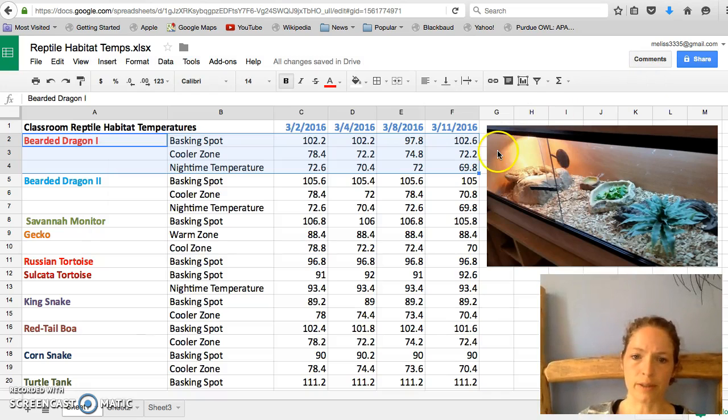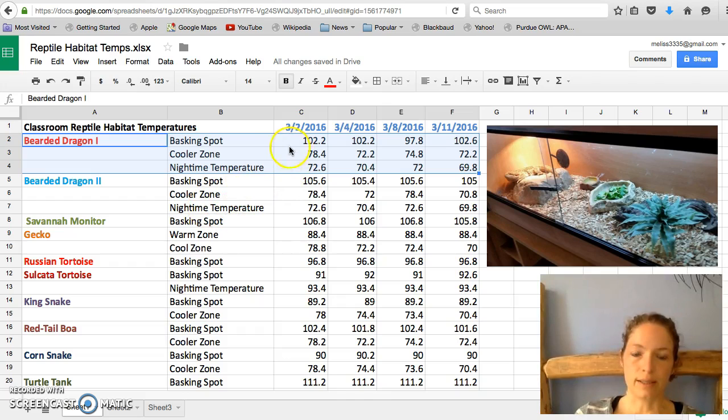So I'll go back here. As you can see, the basking spots are very, very hot. The cool zones are usually about in the 70s, and the nighttime, for most of these, I would like to see a nighttime temperature right around 70 degrees. Okay, so that's some of the data that I've collected, and again, I will have the students helping me.